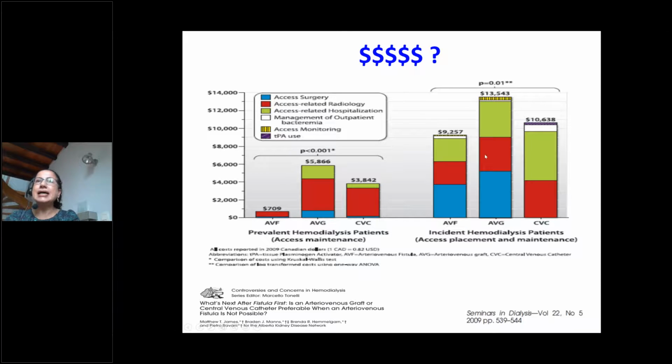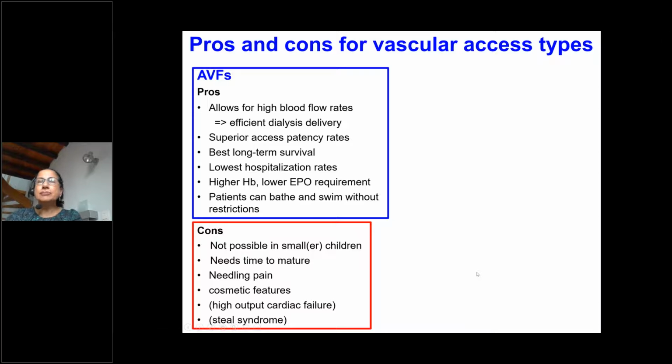For incident access, you will see the cost of access surgery is higher with AV fistulas, but significantly more for grafts, where more money is required for expensive AVG devices. And therefore, it's almost a no-brainer for your manager to consider that an AV fistula is substantially cheaper in the long term. So we've talked a lot about the pros and cons of vascular access.